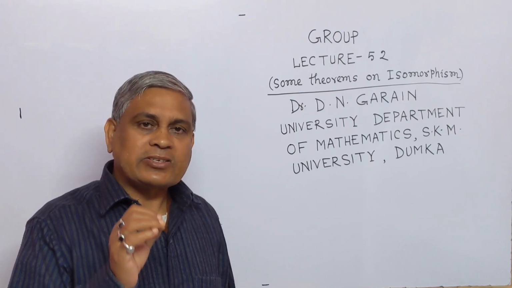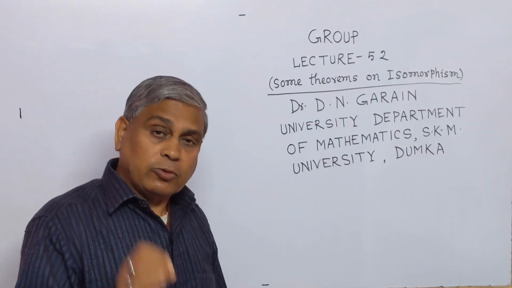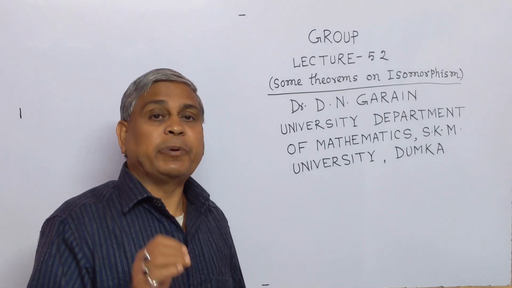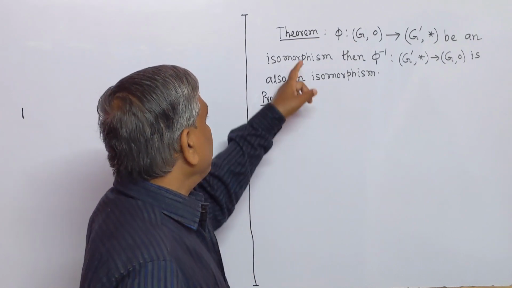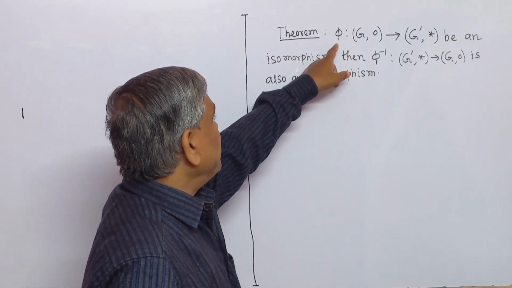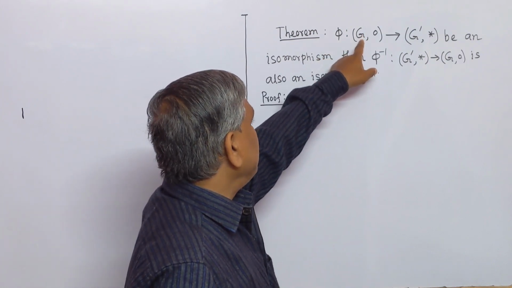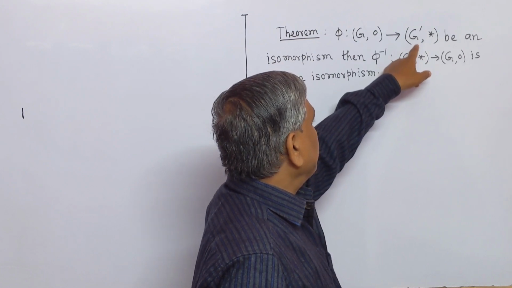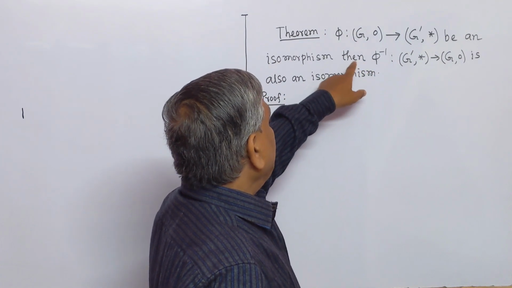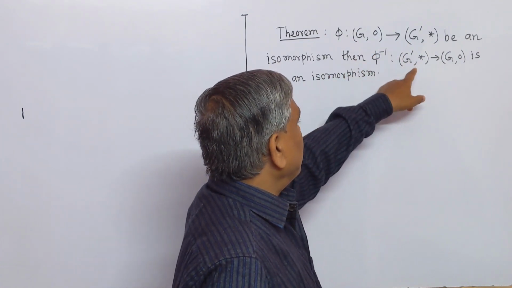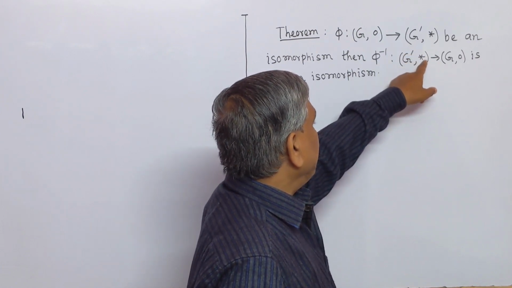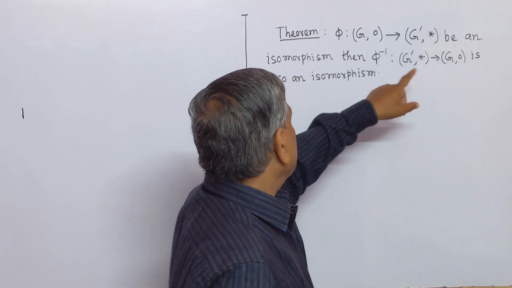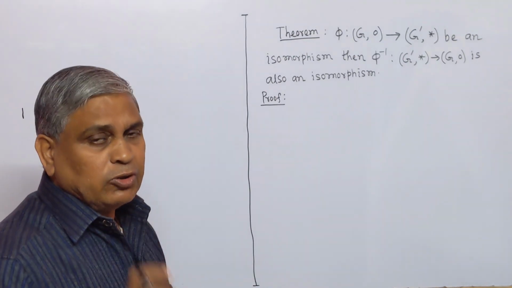Today I will deliver lecture on group, lecture number 52, in which I will discuss some theorems on isomorphism. Now we prove a theorem. Theorem: phi is an isomorphism defined on a group G with given binary operation to another group G prime with given binary operation. Then phi inverse defined on group G prime with given binary operation to group G with given binary operation is also an isomorphism. Now we prove this.